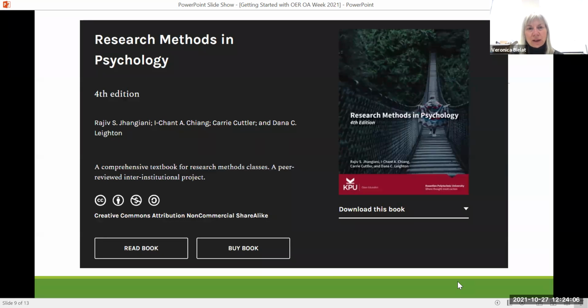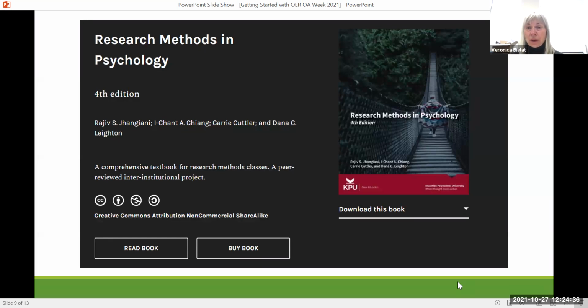So this particular author, one of the authors, Carrie Cutler, was trying to get corrections made in a commercially published textbook that she was using in a large enrollment psychology course. And she had contacted the publishers over and over and received no response. And so she decided to adapt an open textbook using a grant from her institution.